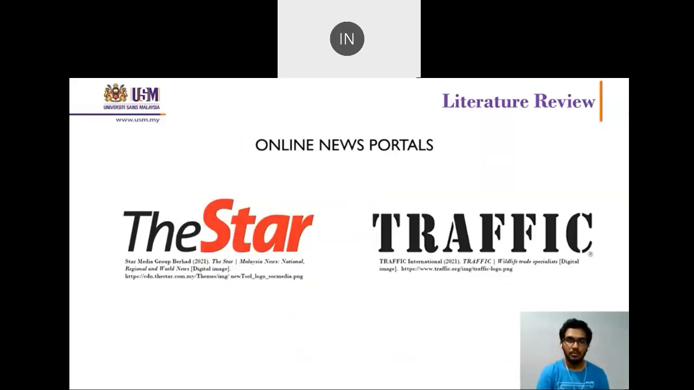Next is the online news portals. The Star Online and Traffic News were selected for this study. The Star Online has the highest number of readers among the local English online news media, whereas Traffic News solely publishes issues revolving around wildlife trade and wildlife crime occurring in Malaysia as well as around the world.